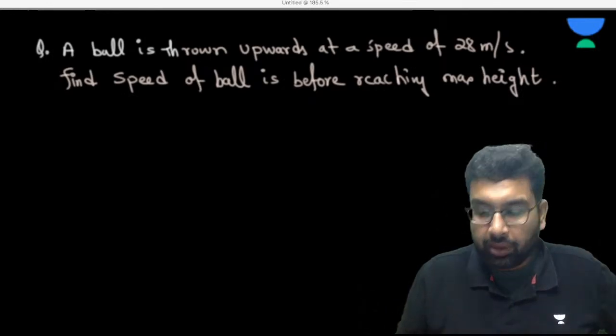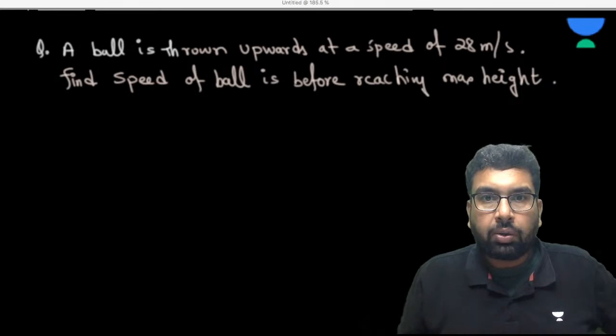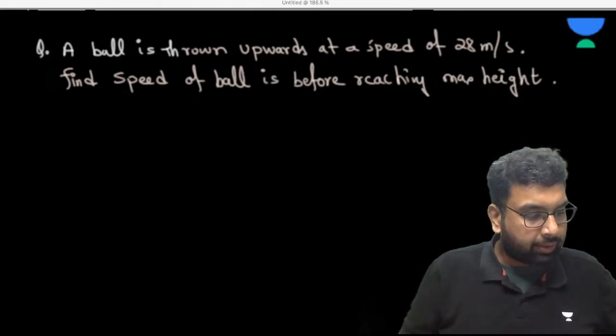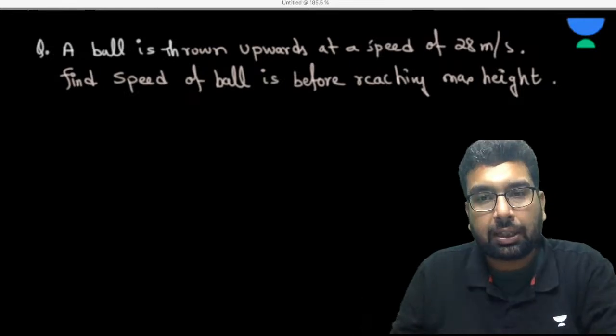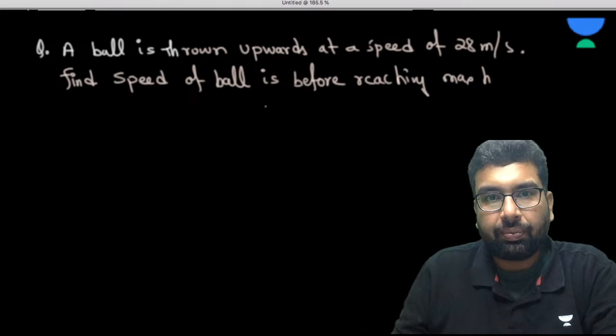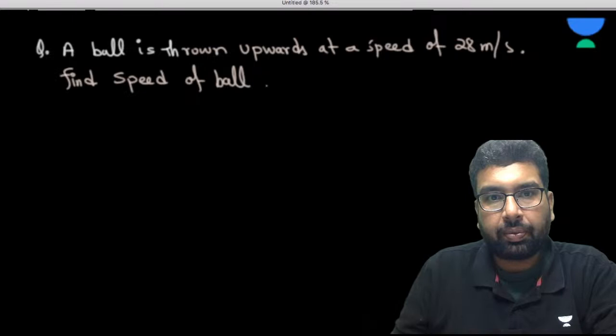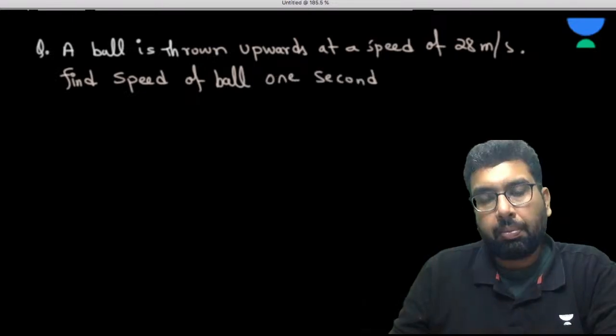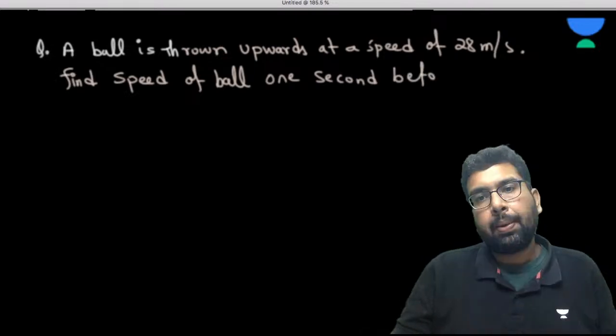A ball is thrown upward. In this question, a ball is thrown upward at a speed of 28 meters per second. Find the speed of the ball before reaching, it is 1 second, not 8, sorry. I read the question while I was talking to him. Find the speed of the ball 1 second before reaching maximum height.